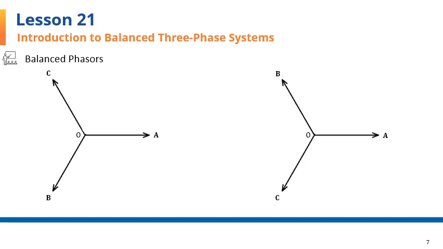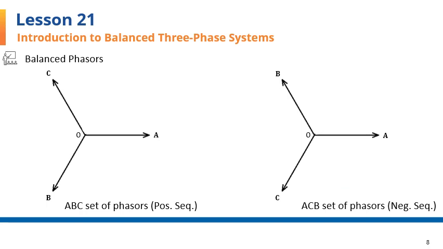The trio of phasors on the left are said to be forming an ABC, or positive sequence set of phasors, while the trio on the right is called an ACB, or a negative sequence set of phasors. And they're written out on this slide: ABC, or positive sequence, and ACB, or negative sequence. The sum of three balanced phasors, whether positive or negative sequence, is always 0.